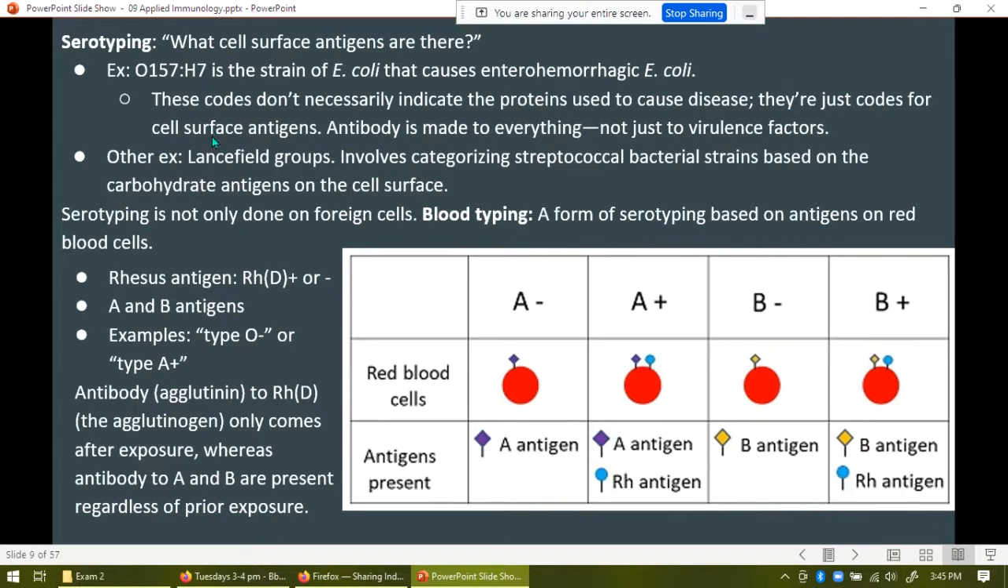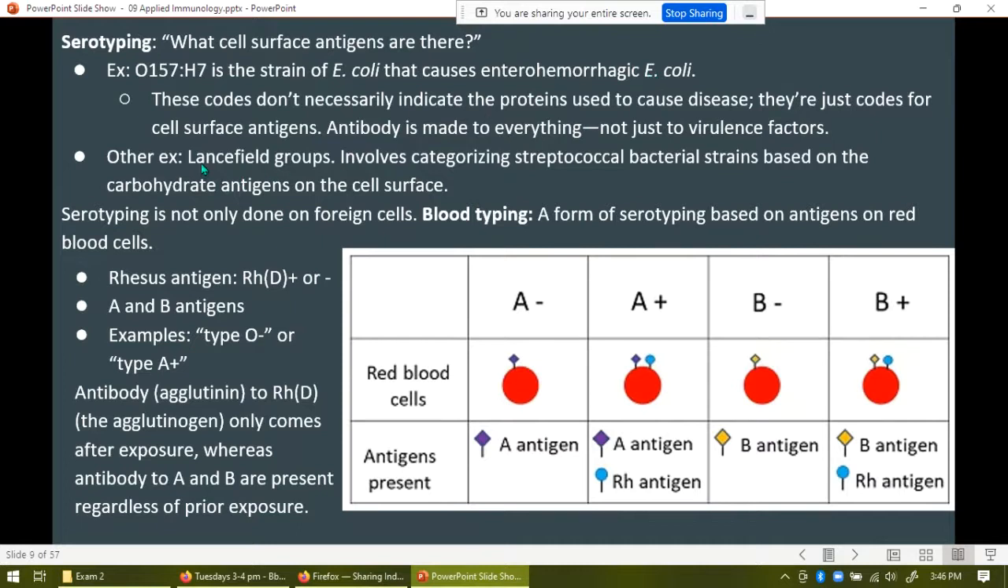So they don't necessarily tell you what the bacterium is making to make the person sick, but they're just cell surface antigens. And sometimes they correlate with certain diseases. In this case, O157 and H7 correlate with enterohemorrhagic E.